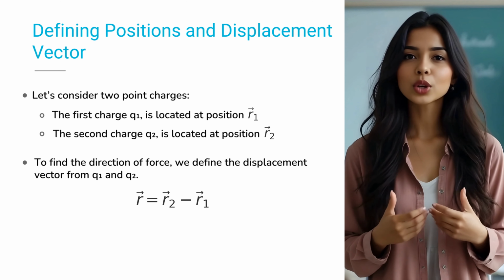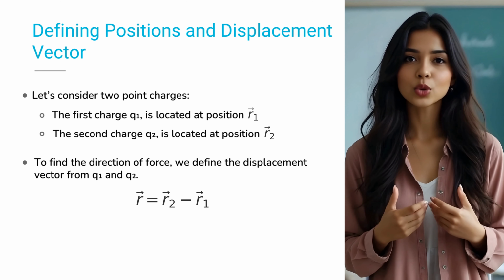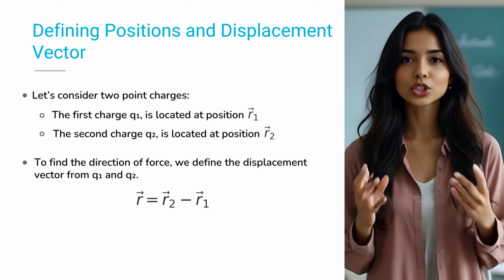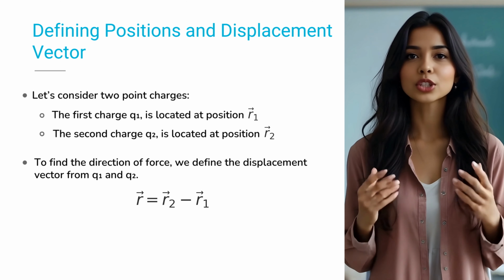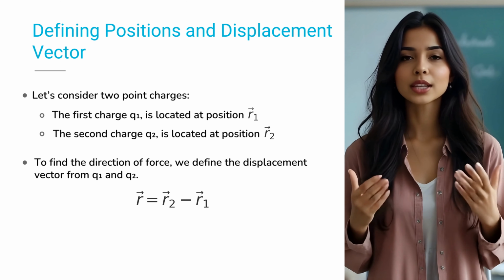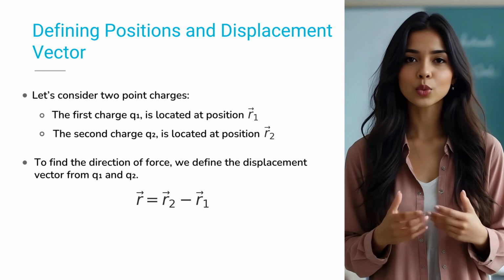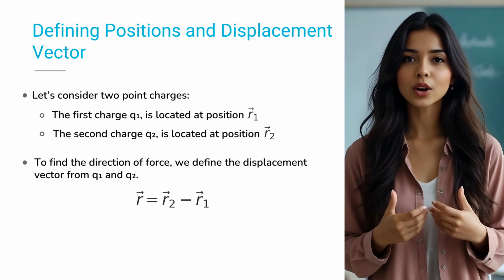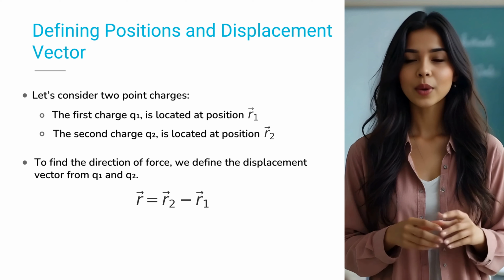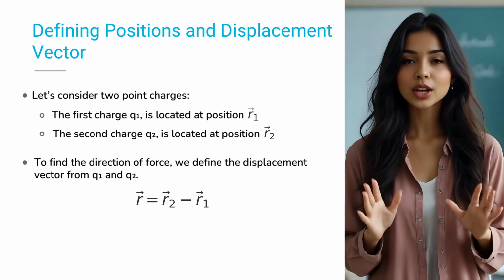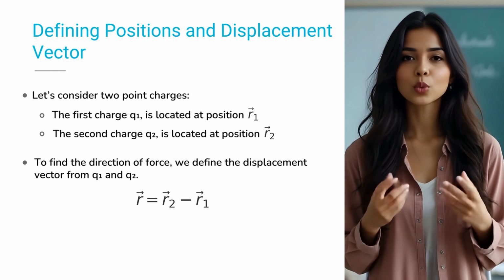Let's consider 2 point charges. The first charge, Q1, is located at position vector R1. The second charge, Q2, is located at position vector R2. To find the direction of force, we define the displacement vector from Q1 to Q2 as R vector equals R2 minus R1. This R vector tells us how far and in which direction Q2 is from Q1.